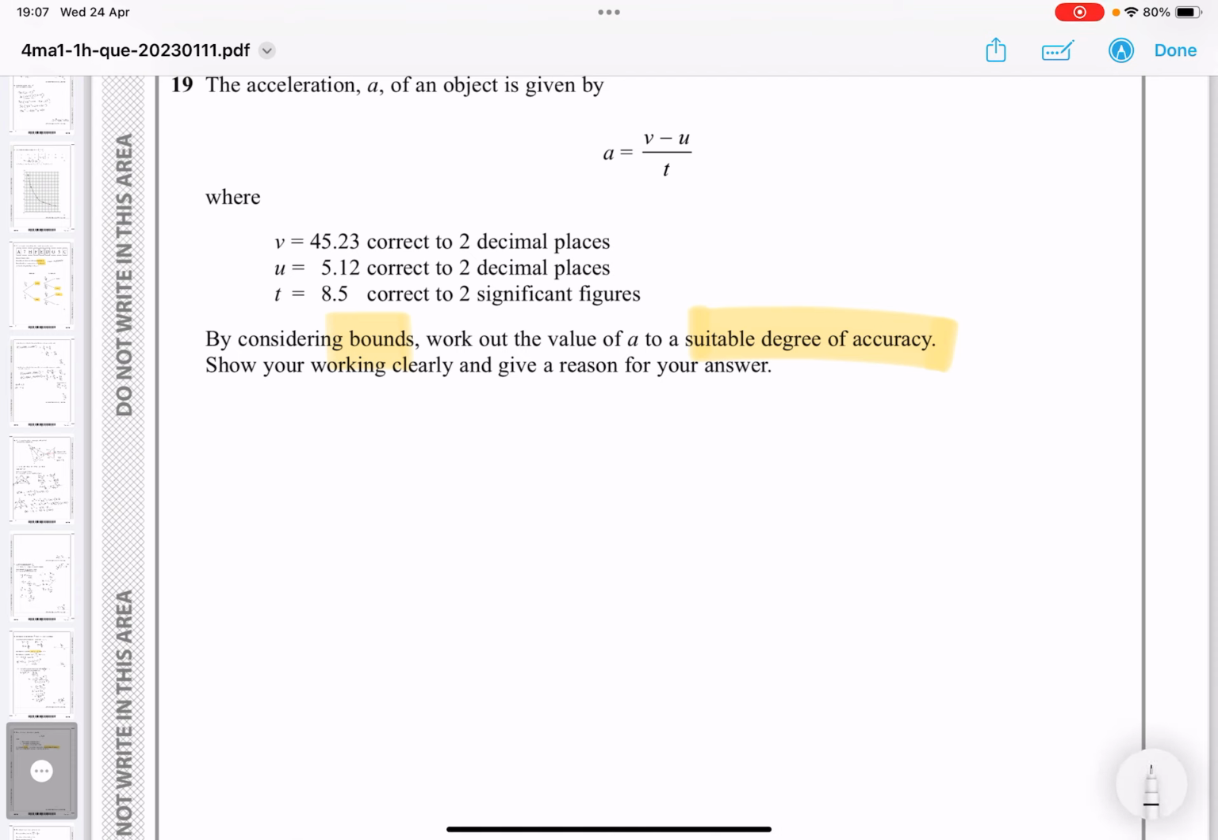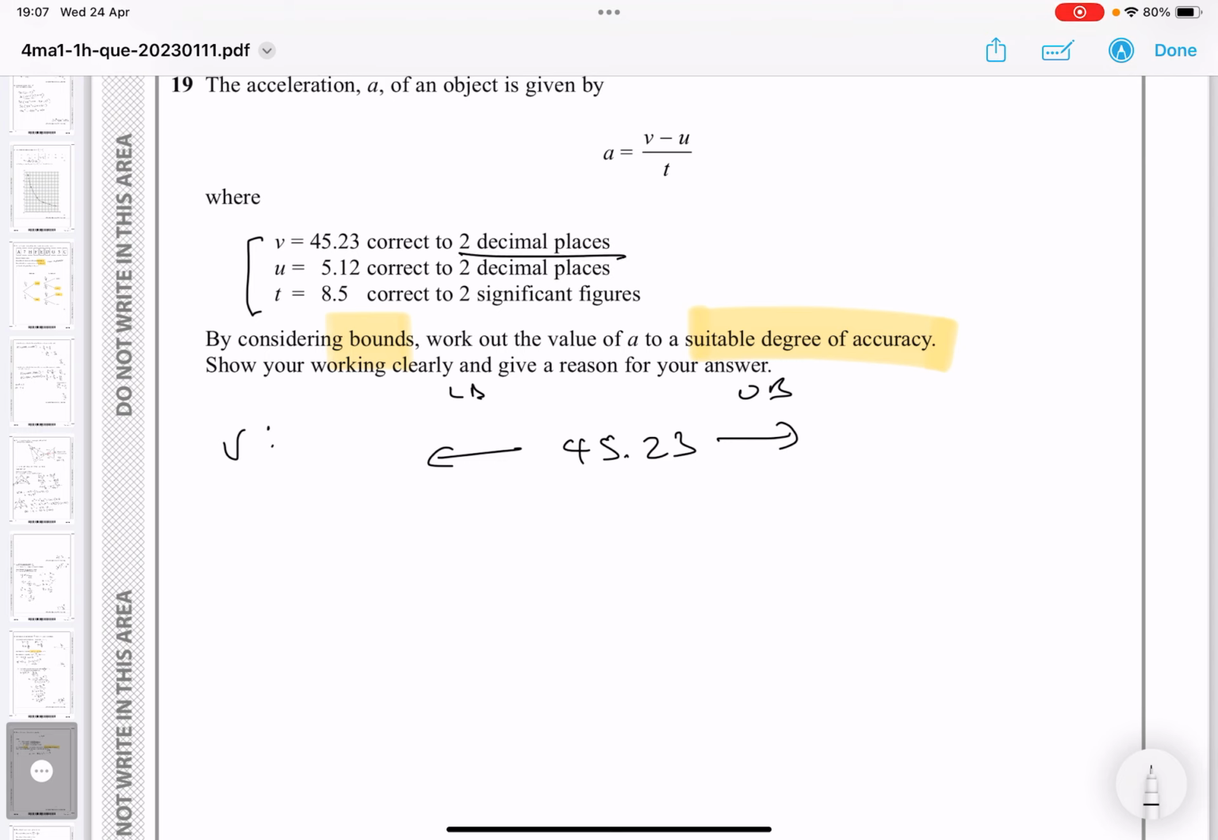Let's start. So what I like to do first is work out the maximum and minimum for each of the variables that they've given, so v, u, and t. So let's start off with v, 45.23. So let's work out the upper bound and the lower bound for all of the variables.